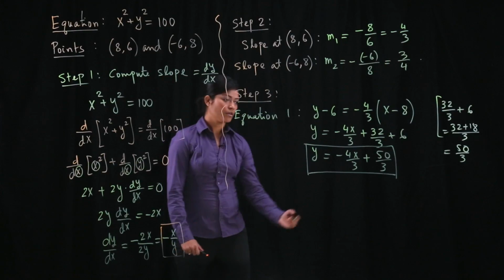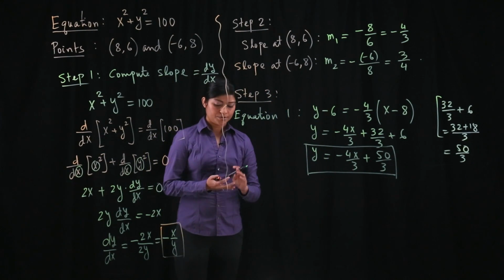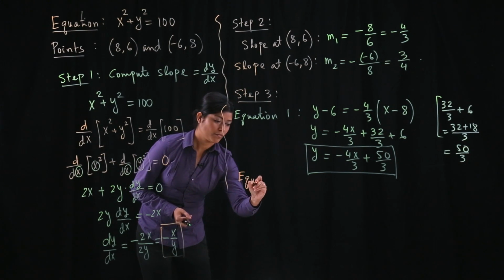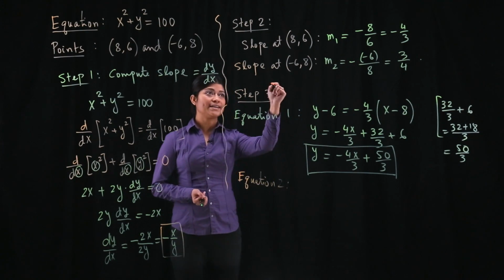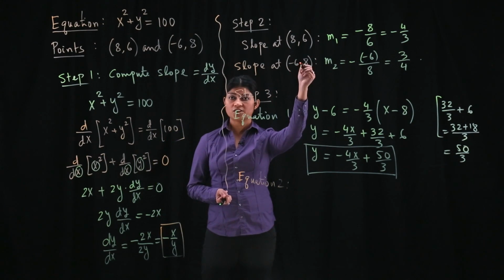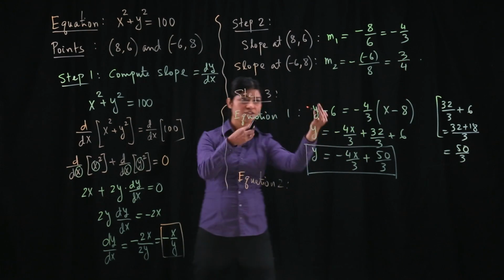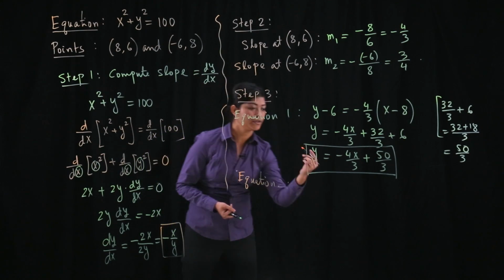All right. So to complete the problem, we have to write one more equation. So the second equation, this is the equation of the tangent line that passes through this point, negative 6, 8, and slope is m2. Okay, so we just follow the same method, so the point-slope form.